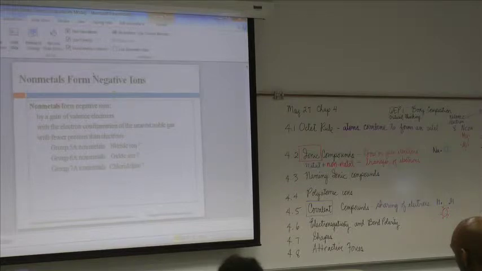Chloride ion would be Cl minus. So chloride is 1-, oxide is 2-, and then nitride is 3 minus.